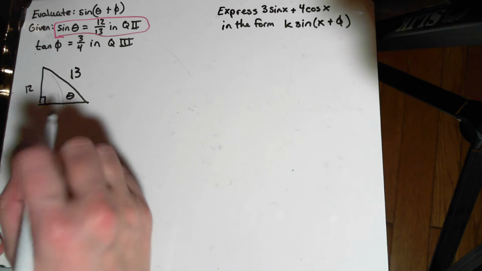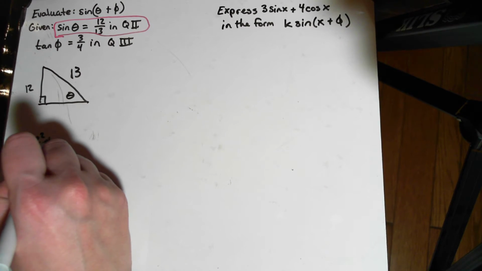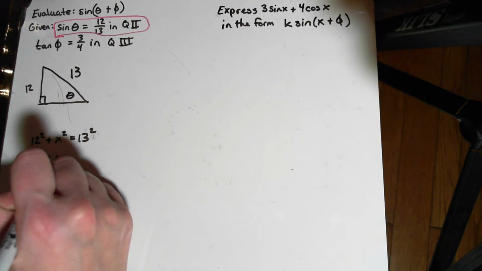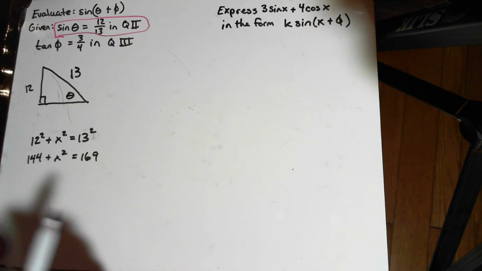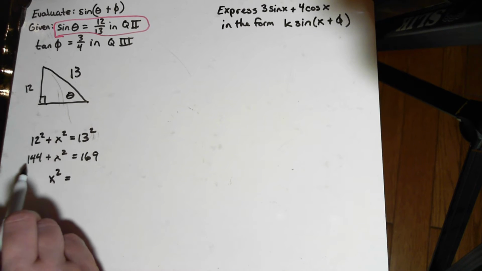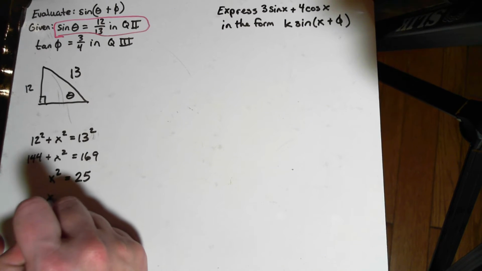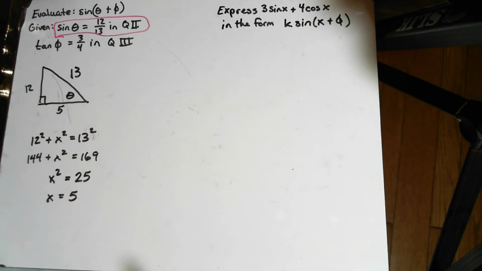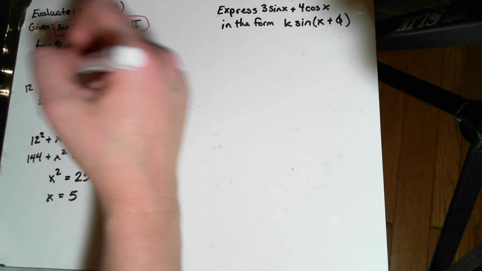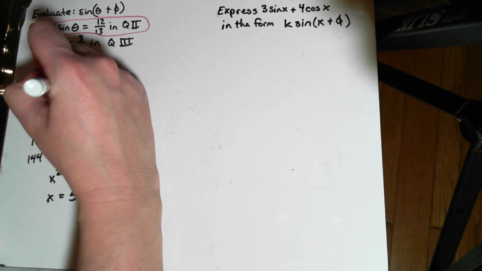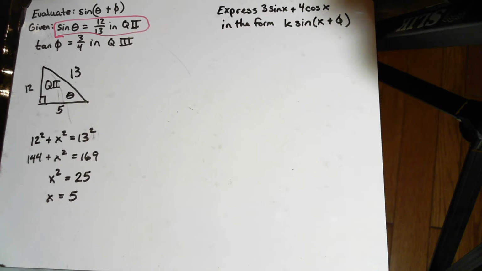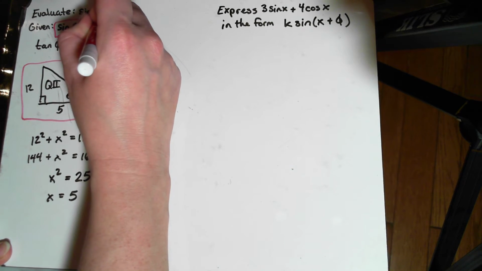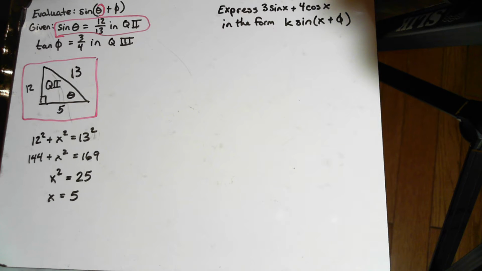And using the Pythagorean theorem, I would get 12 squared plus x squared equals 13 squared. This is 144 plus x squared equals 169. If I solve for x squared, I would subtract the 144 to get 25. So x is 5. So this side is 5. And I'm also going to label this with a quadrant number, Q2, and I'll put that in red so I remember. Theta is red. Okay, now I can remember. All the red stuff goes together.